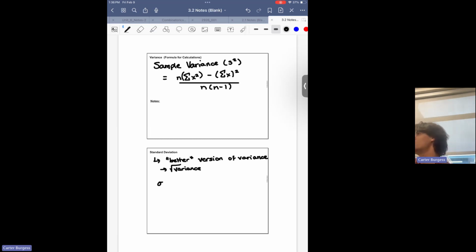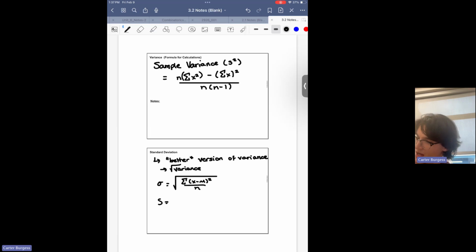So sigma, which is standard deviation, is that going to be population or sample? That's going to be population because it's Greek. It is just the square root of what we saw for the variance. So the square root of the sum of x minus mu squared over n. Cool.